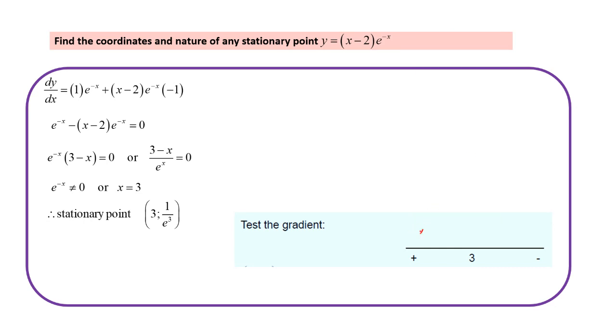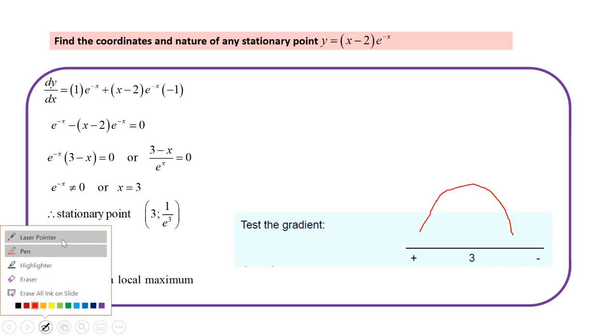And what's going on here? It's going to be increasing, and then when I get to 3, it's going to be decreasing. Okay, and so therefore, what can I say? There is definitely a local maximum. All right, now let's go on to what happens when we're working with ln.